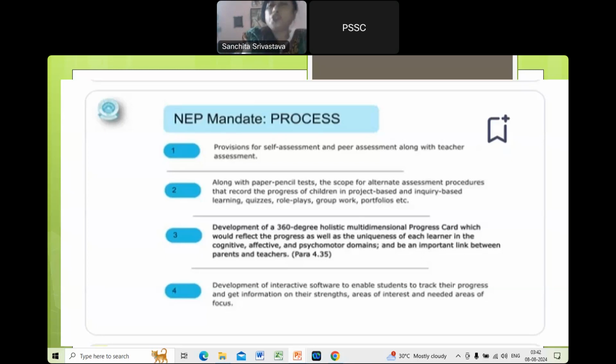So if the uniqueness of the child is portrayed in the report card, it is excellent for the child in career choosing also. The parent will also know about the uniqueness of the child, and that is the main aim when we call it a holistic progress card. So these are mandates laid down by the National Education Policy. Now, development of interactive software to enable students to track their progress and get information on their strengths, areas of interest, and needed areas of focus. That means where the child is not doing well.